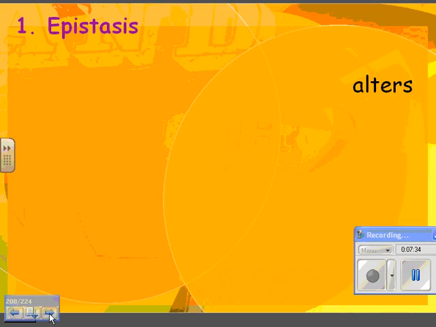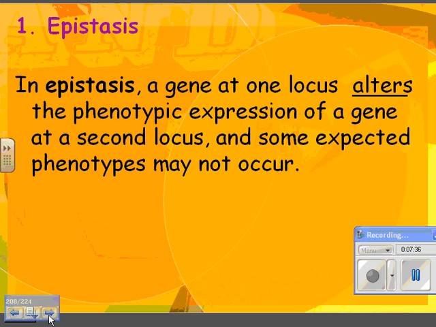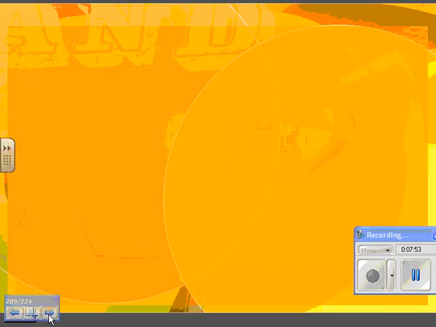Oops. Epistasis. Sorry about that. So epistasis is when a gene at one locus alters the phenotypic expression of a gene at a second locus. And sometimes you get these unexpected phenotypes that occur, and you have expected ones that don't occur. So it doesn't make sense until I show you an example. So let's look at this.